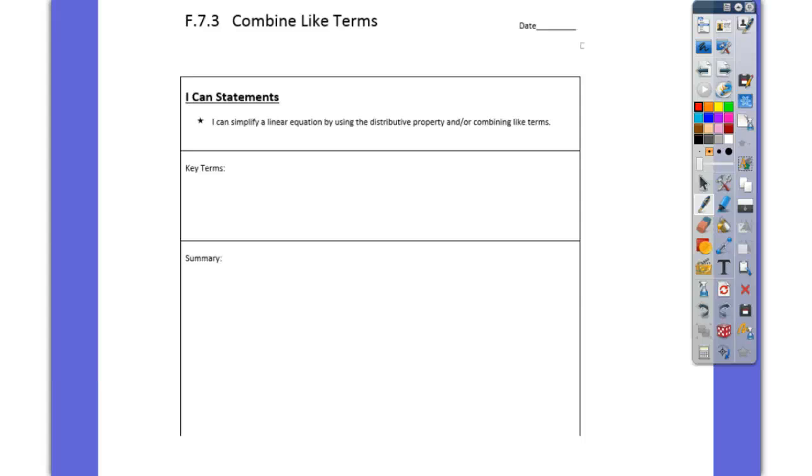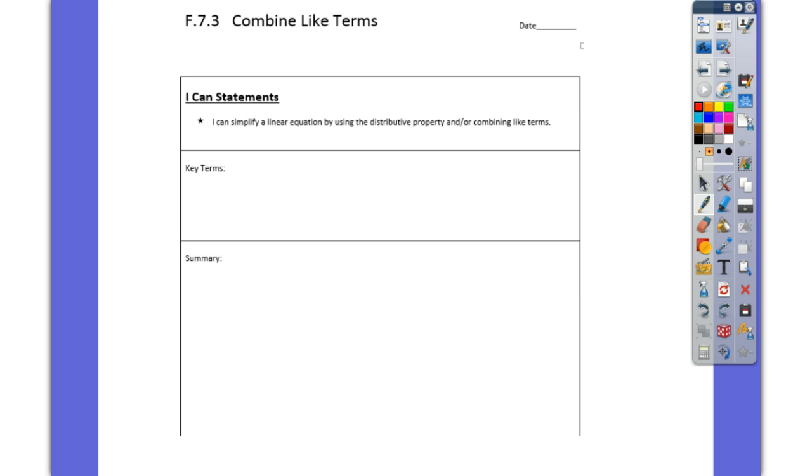7.3, combining like terms. All right, I told you we're going to be building and building on our equations. So the very first day, we solved equations, did simple one-steps. Then we did two-step equations on that same day. Yesterday, we just learned how to do the distributive property when it was all by itself. Today, we're going to learn to combine like terms. And then, eventually, starting tomorrow, we're going to be putting it all together.